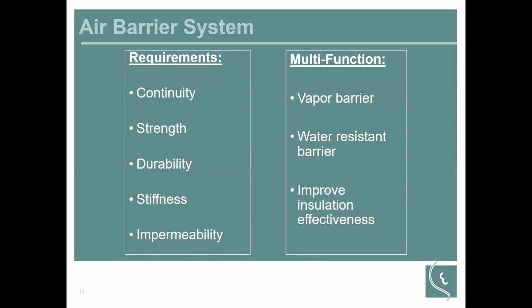If we're using fiberglass batts, fiberglass does not stop air movement. So it's fairly ineffective at that. If we use an air barrier, our fiberglass becomes much more effective at doing what it's supposed to do, and that's insulating our building.